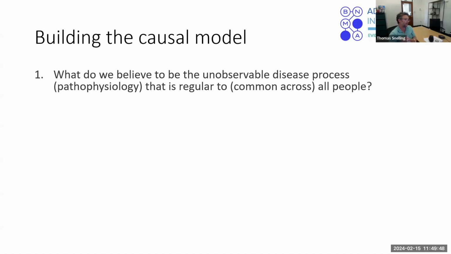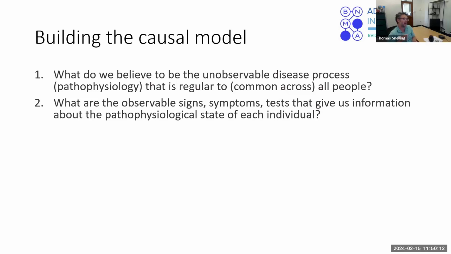So we follow a process for building these causal models. The first question is what we believe to be the unobserved disease process. In medicine we call this usually the pathophysiology of a disease that's regular to or common across all people. And then based on this, what are the things that we can observe? That's the signs, the symptoms, which are what patients report to us, or tests that could be in the form of a laboratory blood test result or a biopsy result or an X-ray result. What things give us information about the pathophysiological state of each individual?